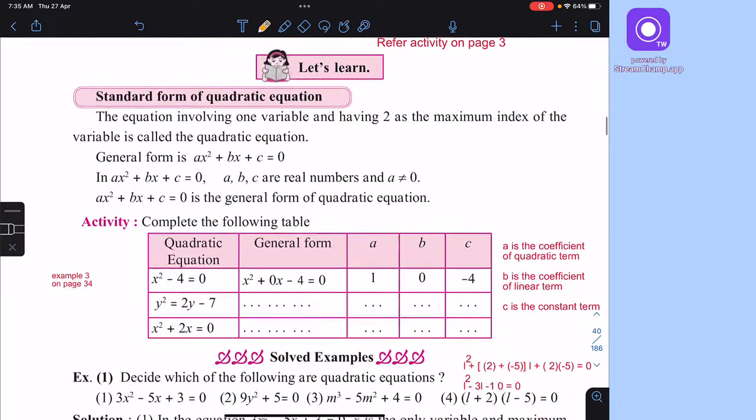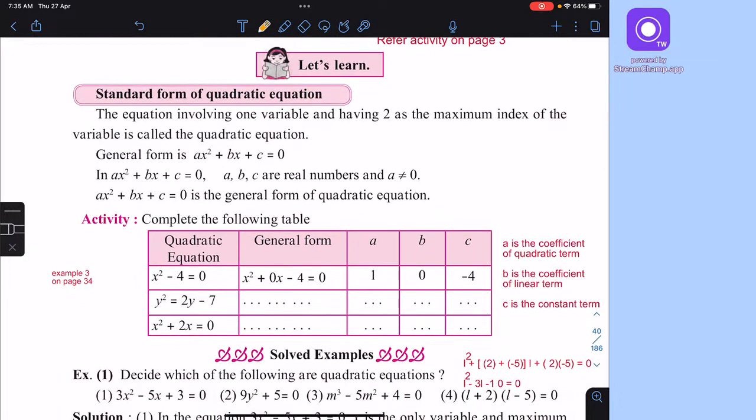Now let us see the standard form of quadratic equation. This type of questions are asked in SSC board examination. Write the following equation in standard form. The equation involving one variable, okay? In quadratic equation, we are having one variable having 2 as the maximum index of the variable, and it is called the quadratic equation. Here one more condition you can put. So here there should not be any negative index.